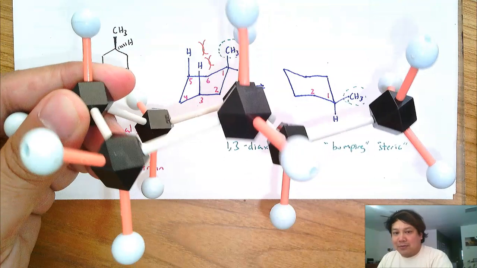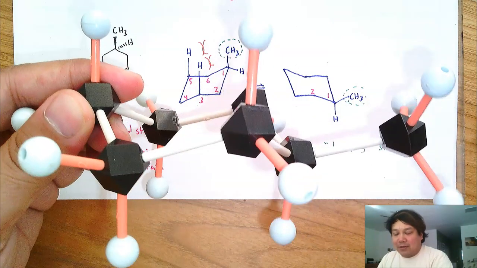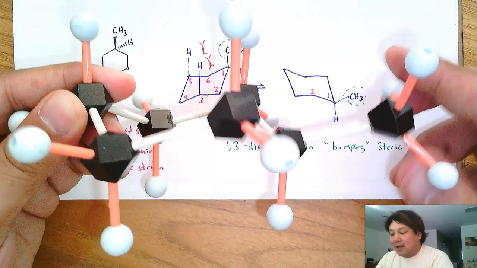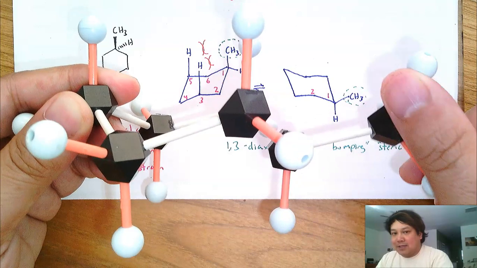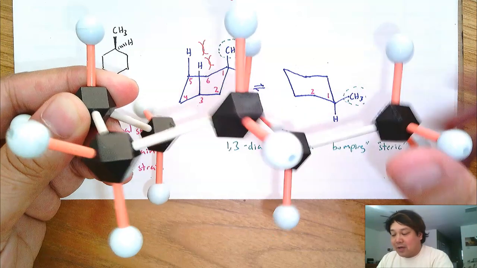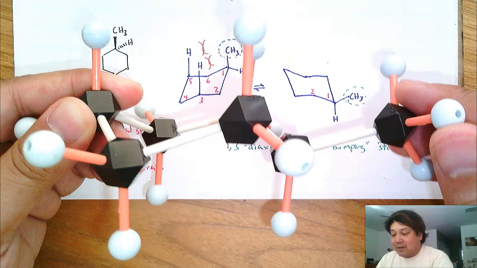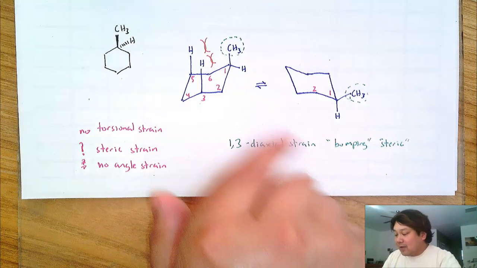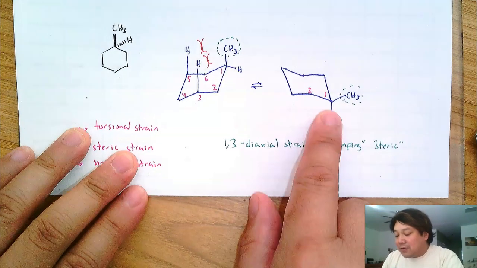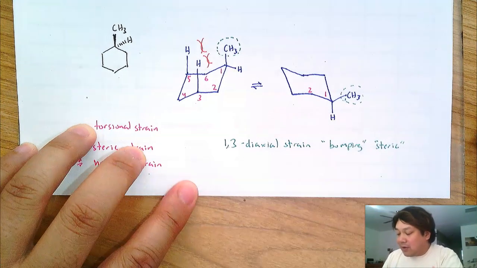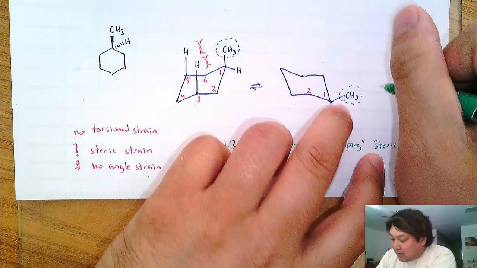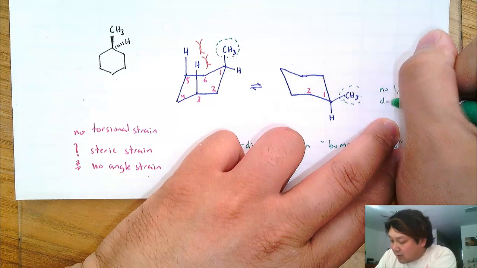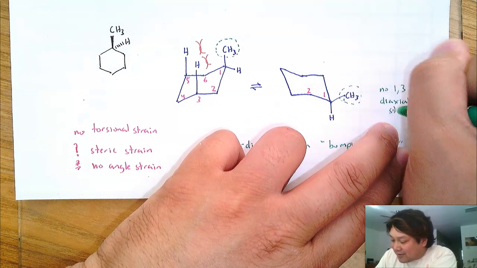You should be using your models as well. So there's your chair conformation. Look at my methyl group. My methyl group is way off to the side, and as this methyl group rotates, it's actually not that close to any of the hydrogens. Okay? At least relative to this conformation here. So there is no 1,3 diaxial strain here.